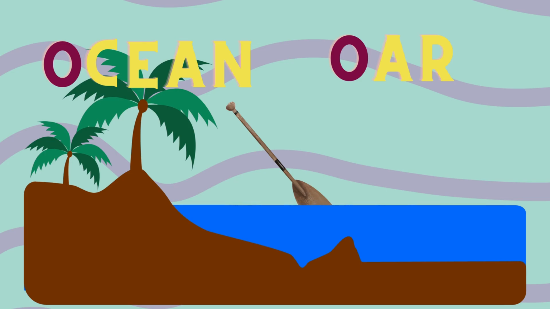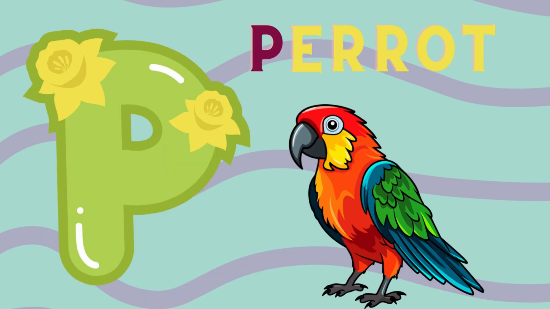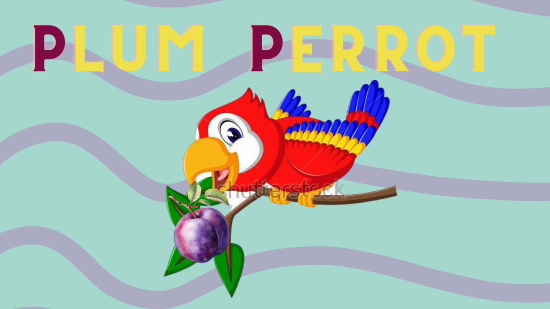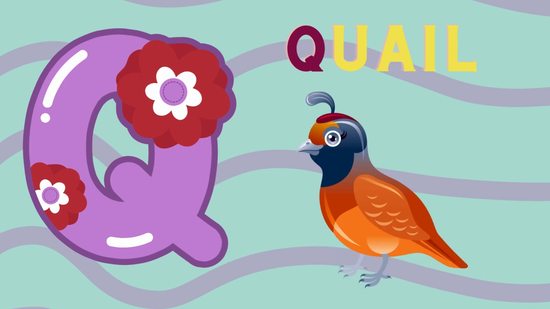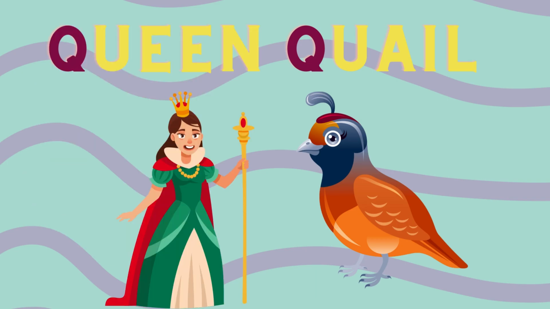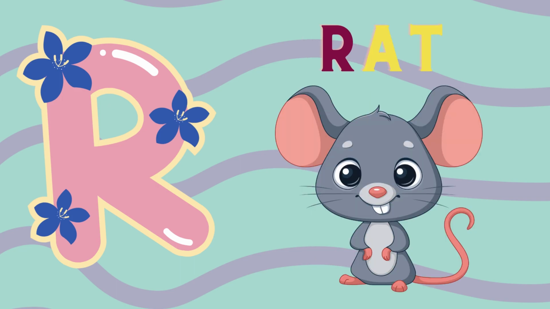P for plum, P for parrot, Pa. Q for queen and Q for coil, Ko. R for rose, R for red, Ra.